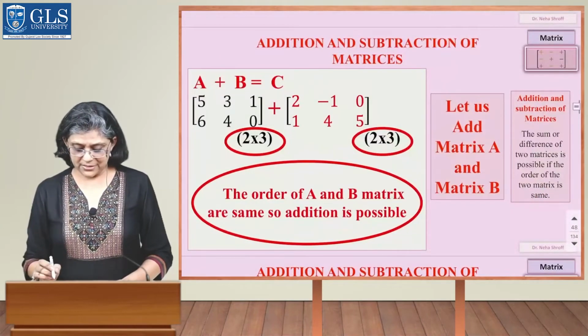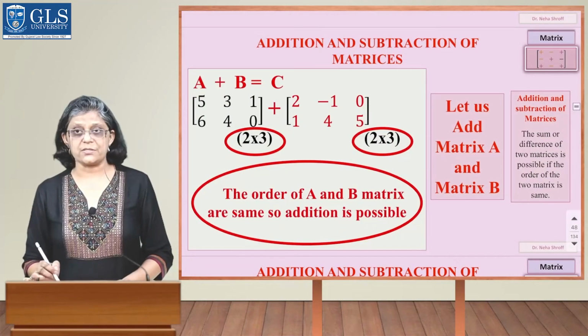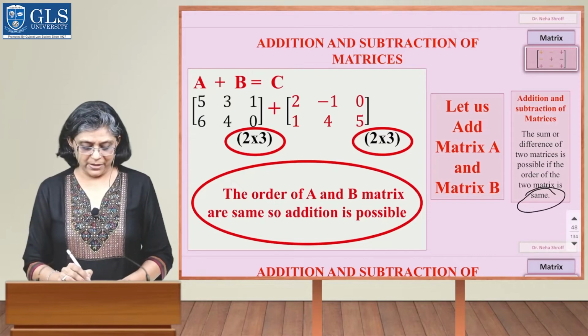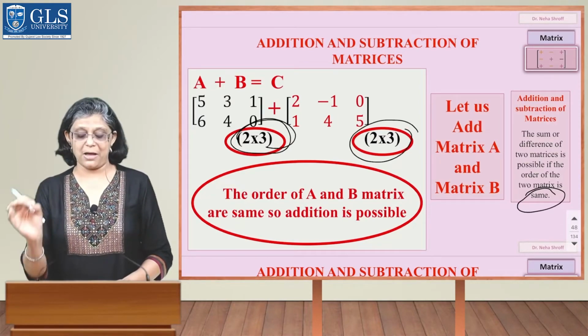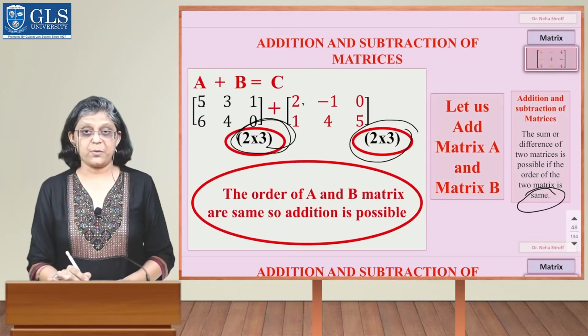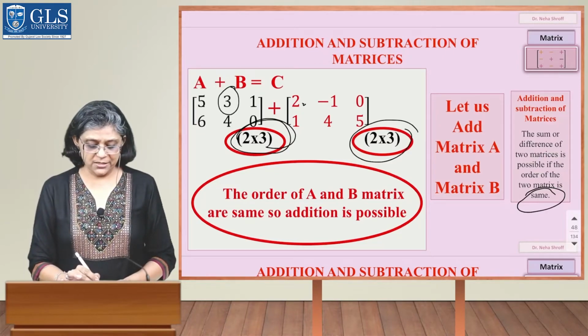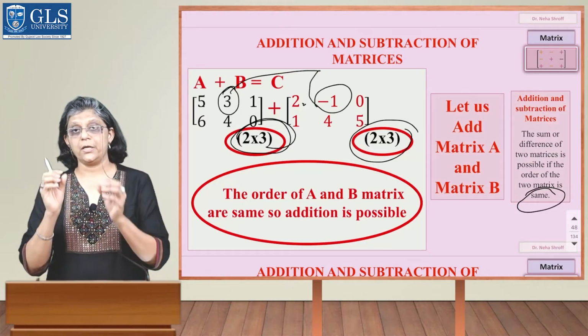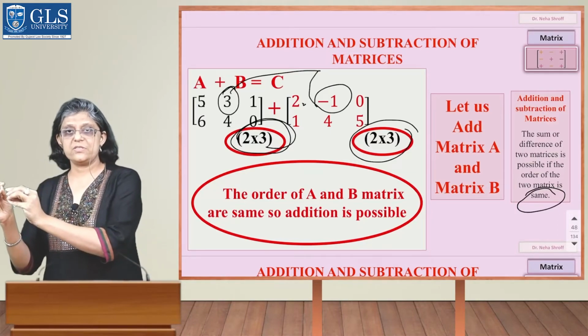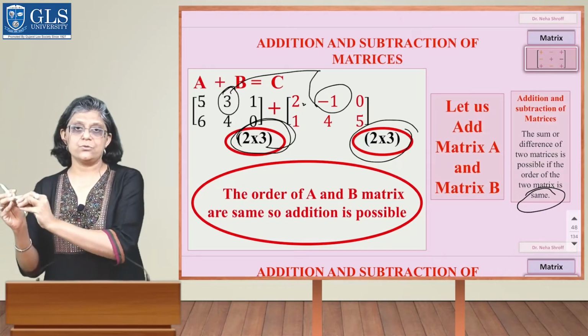So, chalo practice karte hain. Let us add these two matrices. The sum and addition is possible because the order is the same. पहले मैंने क्या चेक किया, मेरा order चेक किया, same है, खुश हो जाओ, smile on your face. Add corresponding elements. यानी if I want to add this 3, I should take only the corresponding 2 2, C का 2 2, B का 2 2.